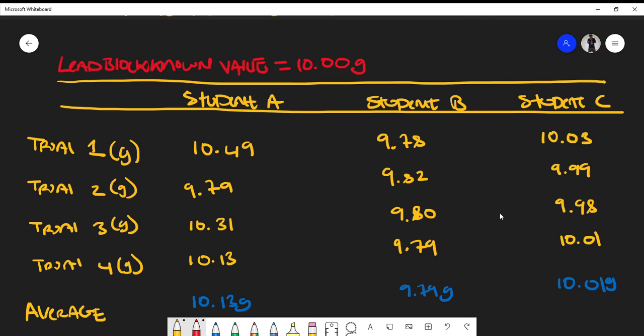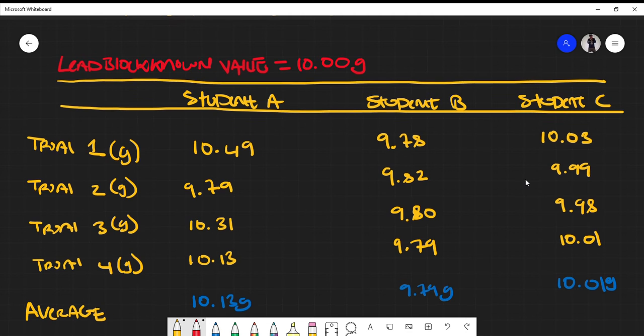You can see student A here. Their first trial is about 10.449, then 9.79, and these are in grams. This G right here stands for grams. The average for student A is about 10.13. Now look at student B. They're about 9.78, 9.82, 9.90, and 9.79, so their average is about 9.79. And for student C, they're about 10.03, 9.99, 9.98, 10.01, so their average is about 10.01 grams.